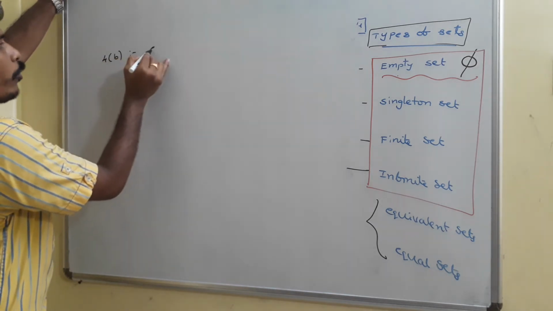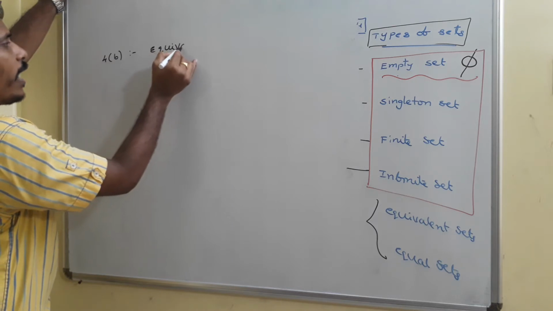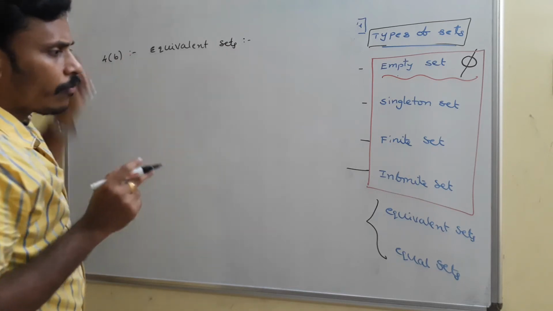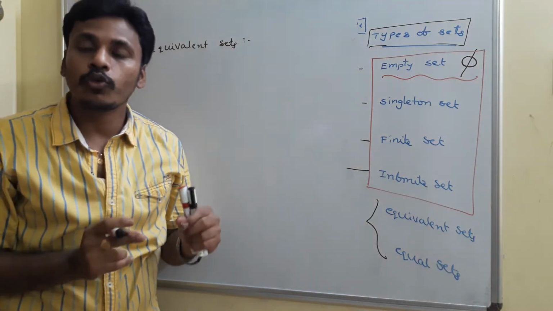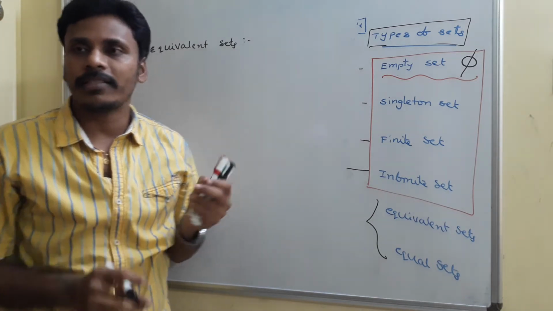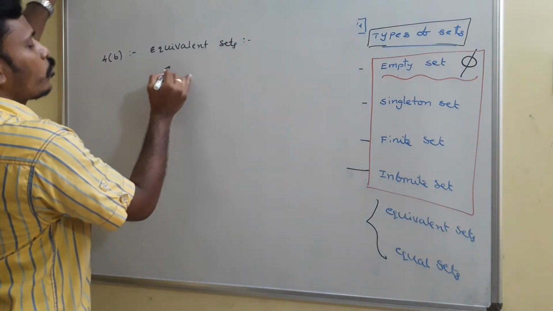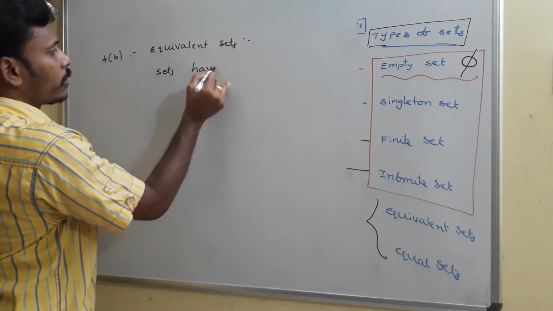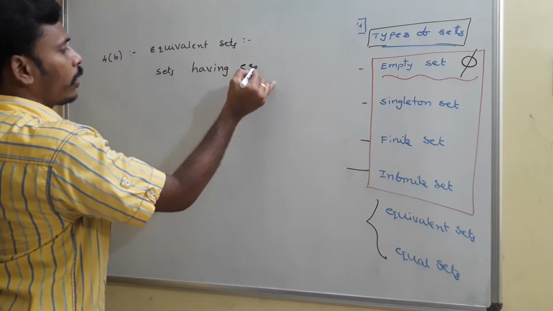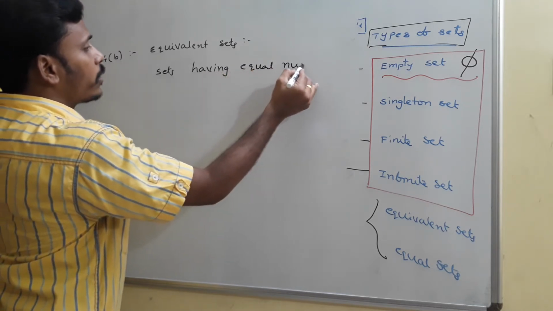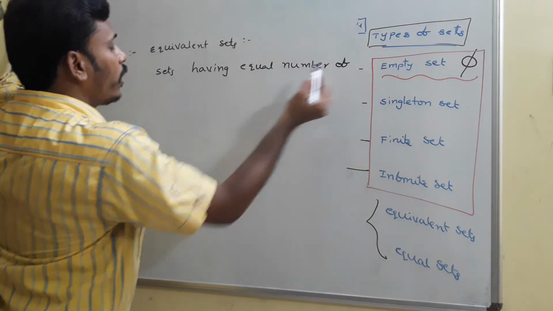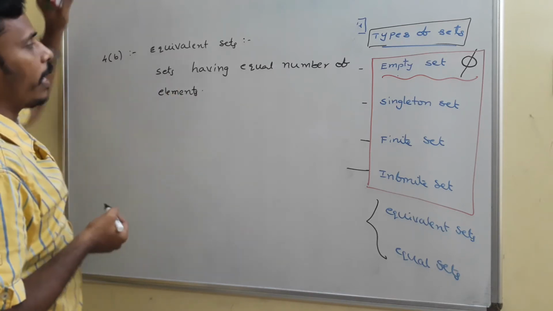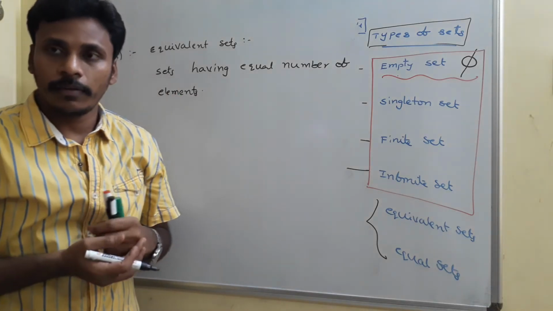The first thing is equivalent sets. Equivalent sets simply means we need to observe 2 sets. If those 2 sets have the same number of elements, we call them equivalent. That's it. Sets having equal number of elements. You need to observe that, not equal elements. If they have an equal number of elements, that's enough to say they are equivalent sets. Is it clear?